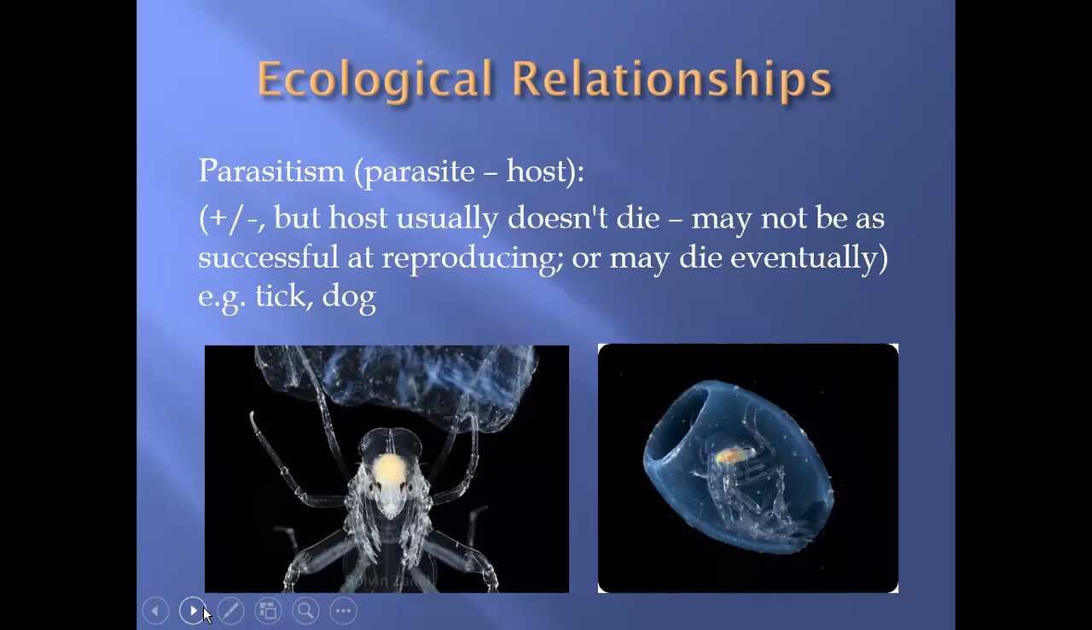from parasitism. A tick and a dog are a pretty good example of parasitism, but my absolute favorite example of parasitism is this guy that's down here. This is a deep ocean creature that inspired the movie Alien. This is called a phronema. A phronema is a creature that's loosely related to crustaceans, but you can see here it's completely translucent.